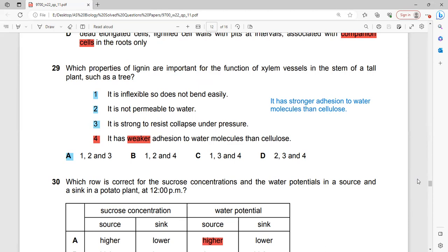It is not permeable, so it prevents escape of water. It's a correct option. It is strong to resist the collapse under the pressure. So it is also strong. It prevents the collapsing, so it keeps it open. So that's also correct. While it has weaker adhesive forces, the word weaker is wrong. It has stronger adhesive forces to the water molecule than to cellulose. So our options 1, 2, and 3 are correct options here.